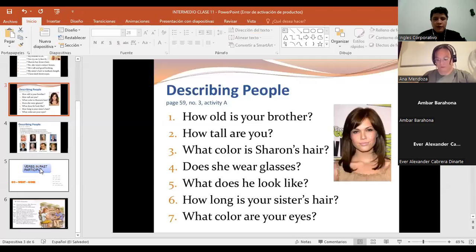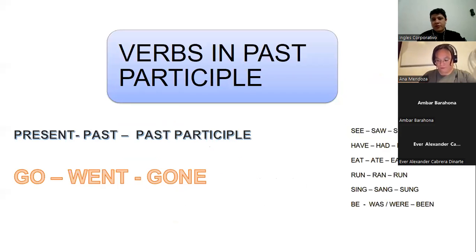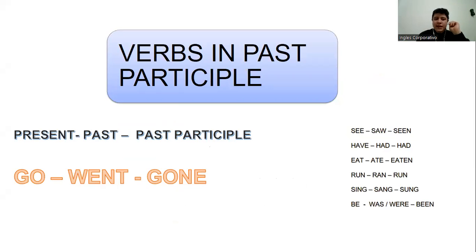So guys, because next week we are going to see present perfect, first of all I want to explain something. We have different times in English, like in Spanish, and we have different verbs. We have verbs in present and past, but also in past participle. For example, in present, we have this verb, go.